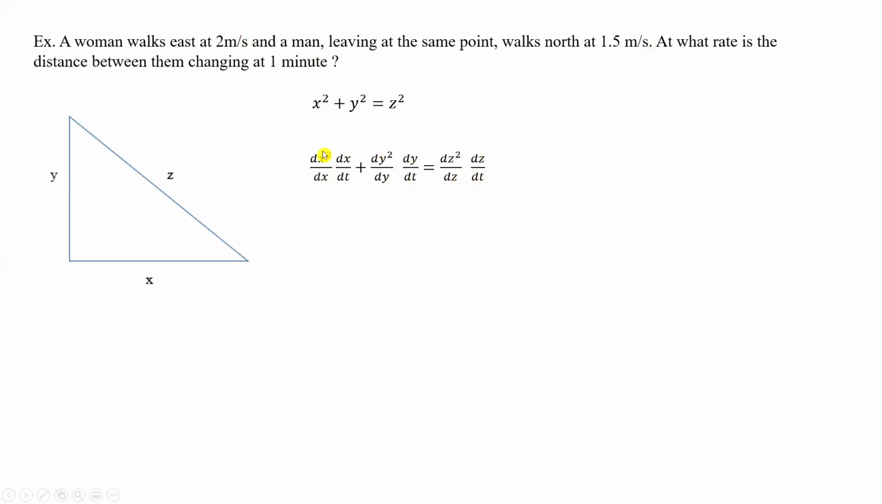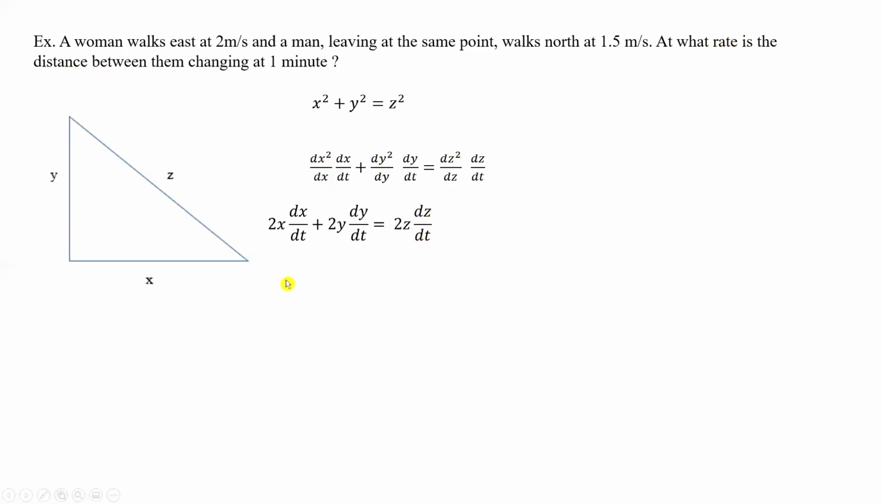Clean these up. Derivative of x squared, you know, that would be 2x. Derivative of y squared would be 2y. Derivative of z squared would be 2z. Now, what are we looking for? At what rate? That means d's are involved. Distance between them changing. So it's the change in z we're looking for. So it's dz dt that we want by itself.